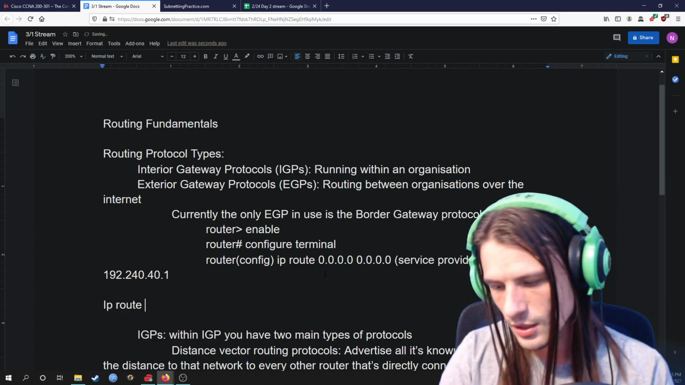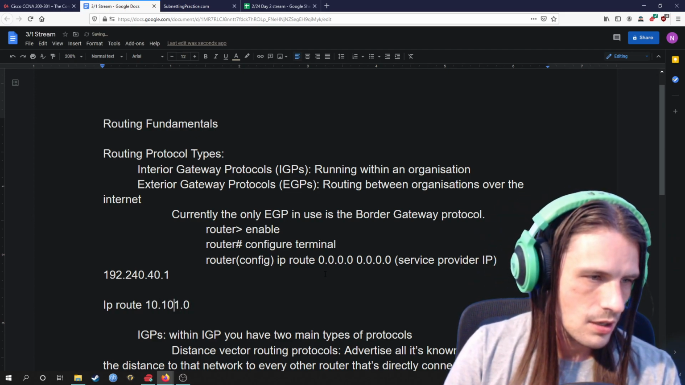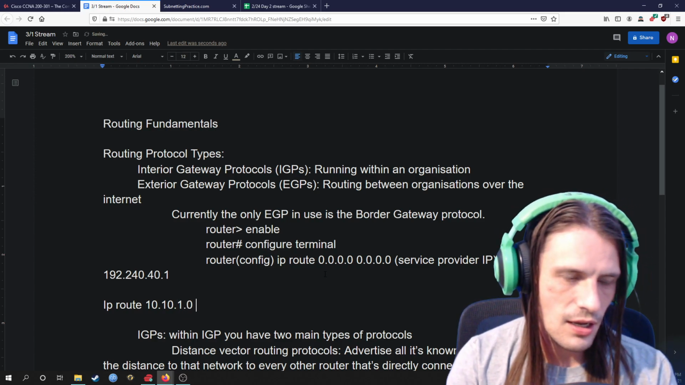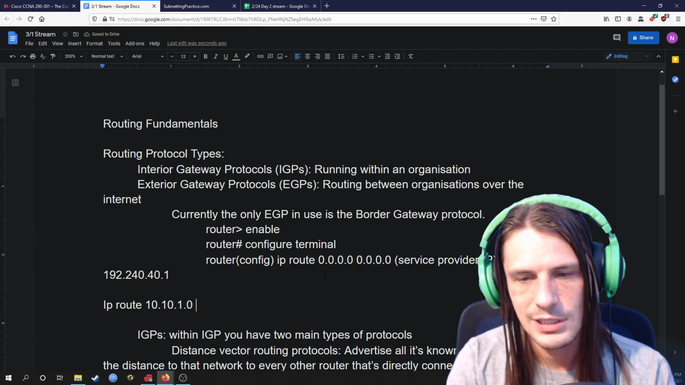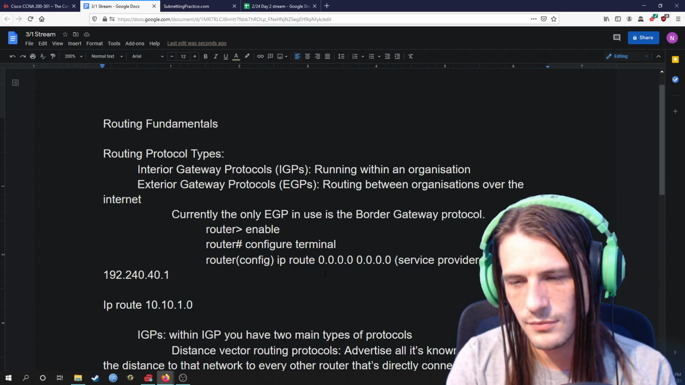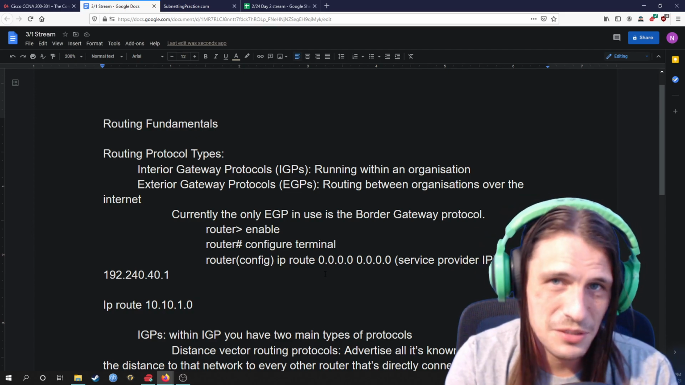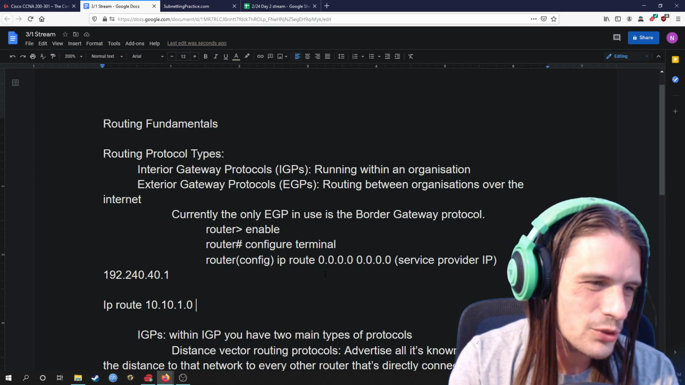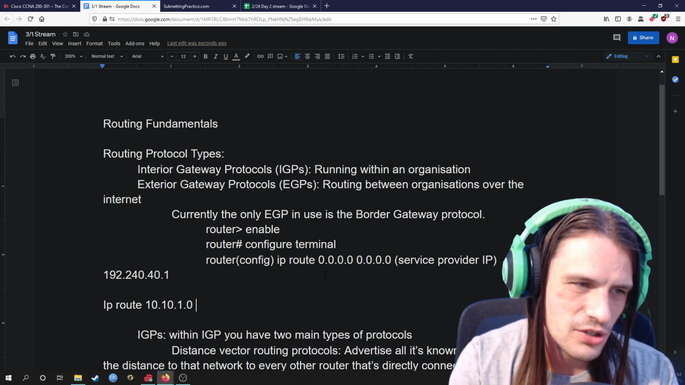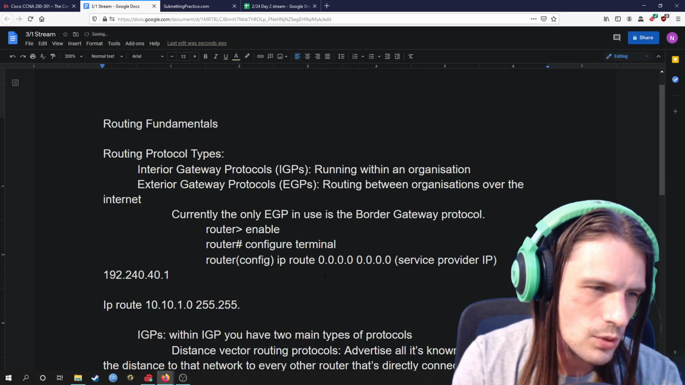So if you want, I don't know, your admin department to specifically network through your accounting department for whatever reason, you would choose the destination network. So that'd be your first number. Your second number would be the subnet mask you want to use on it.